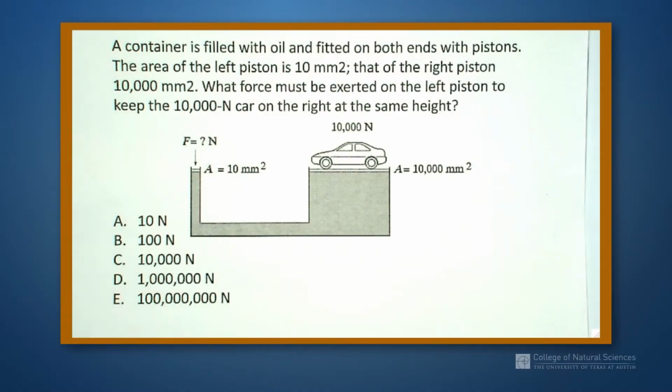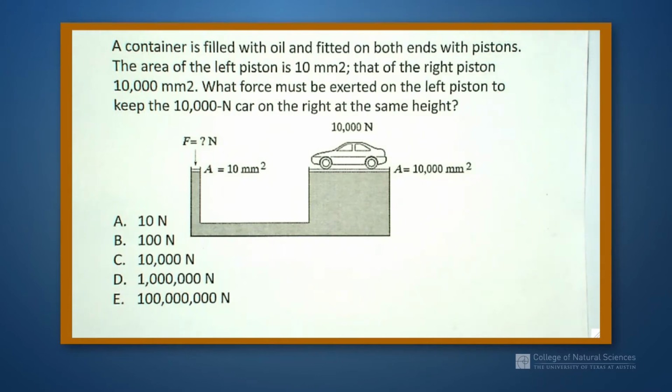So it says that we have a container filled with oil. The area on the left piston is 10 millimeters squared, and the area of the right piston is 10,000, so 1,000 times larger. What force must be exerted on the left piston to keep the 1,000 Newton car on the right at the same height?